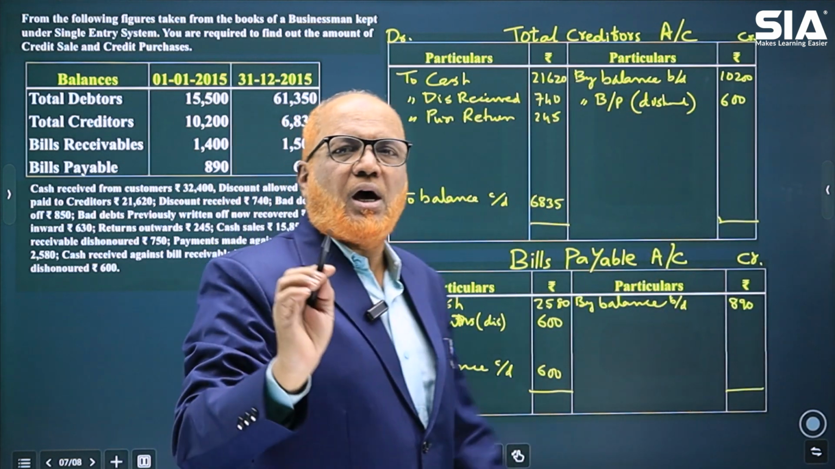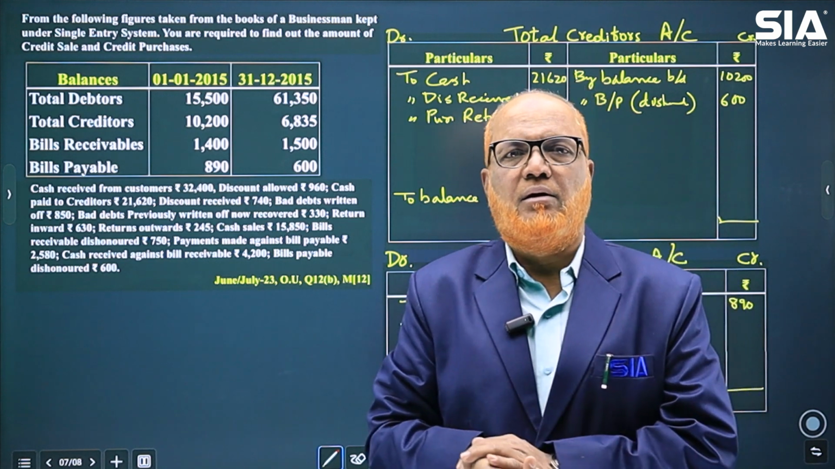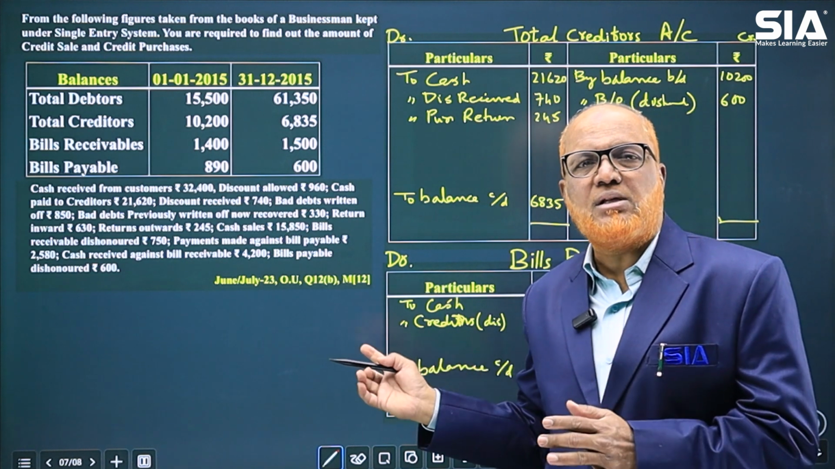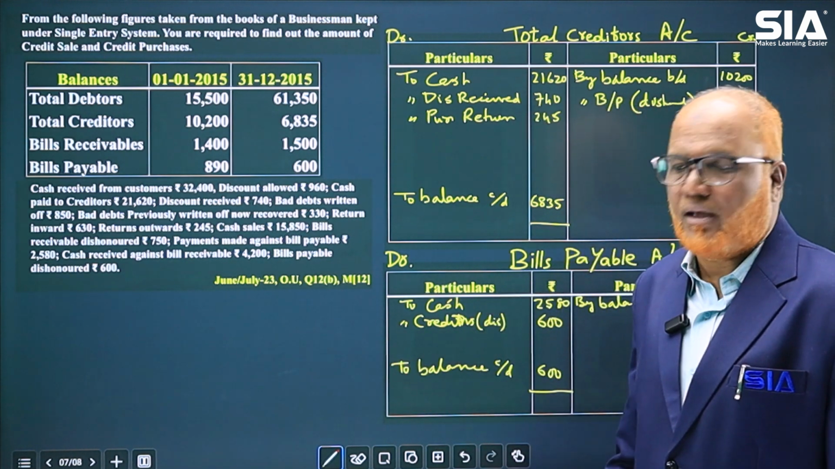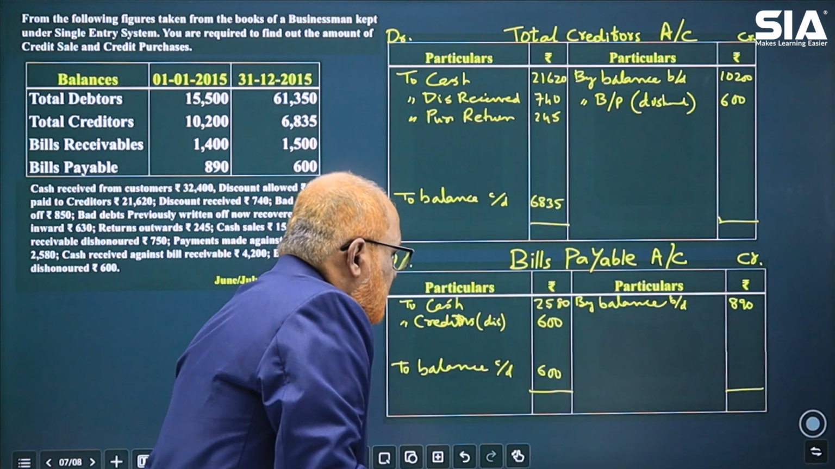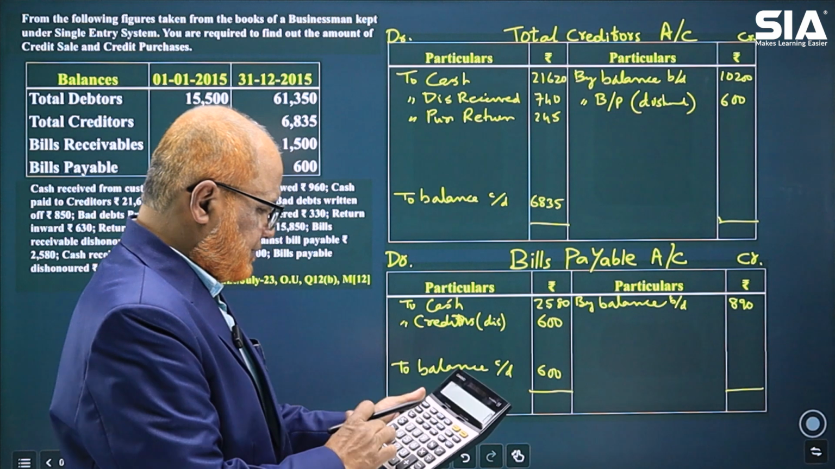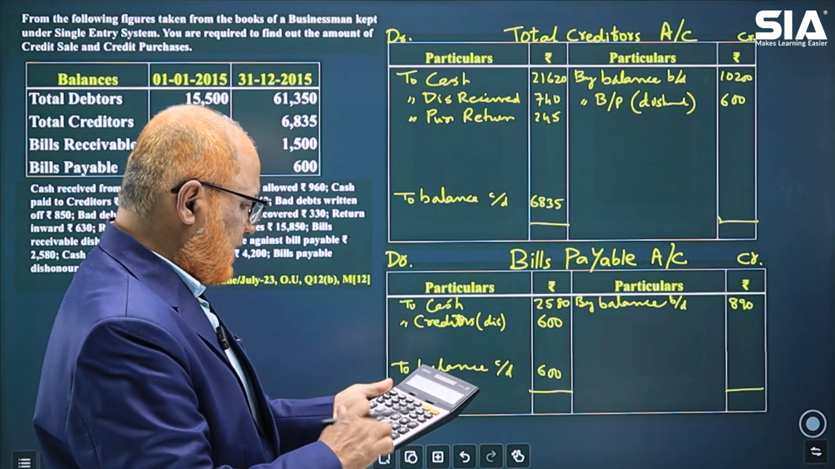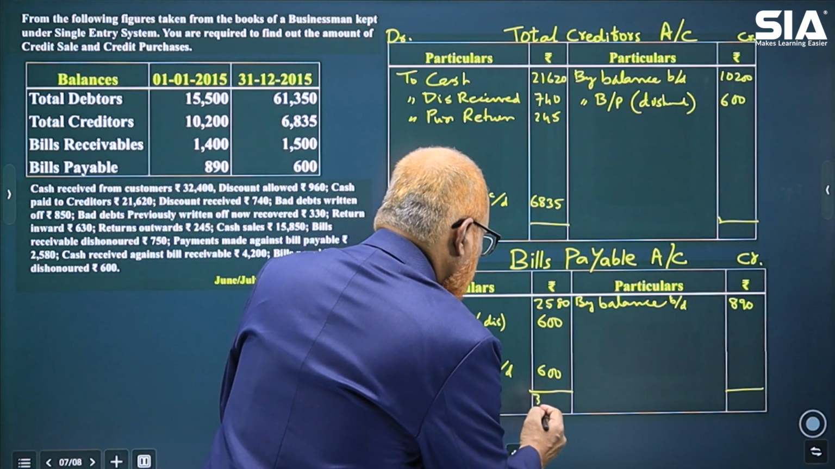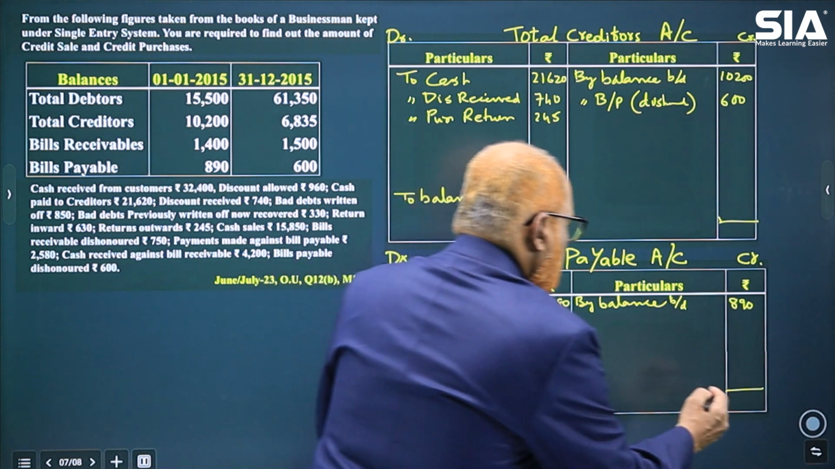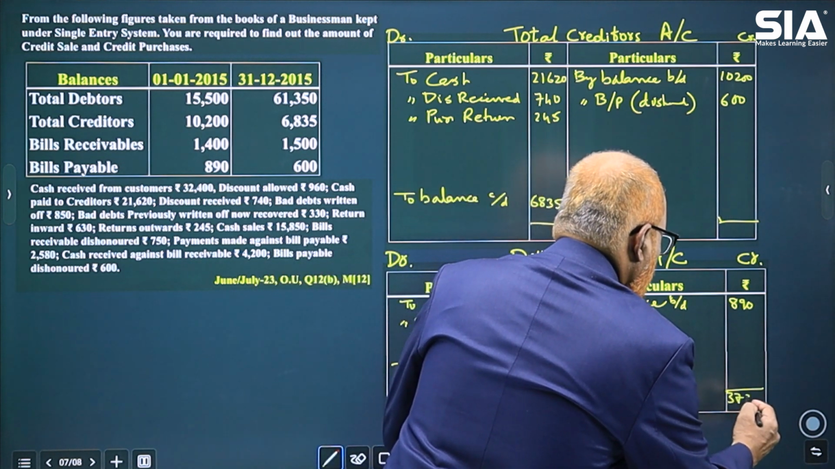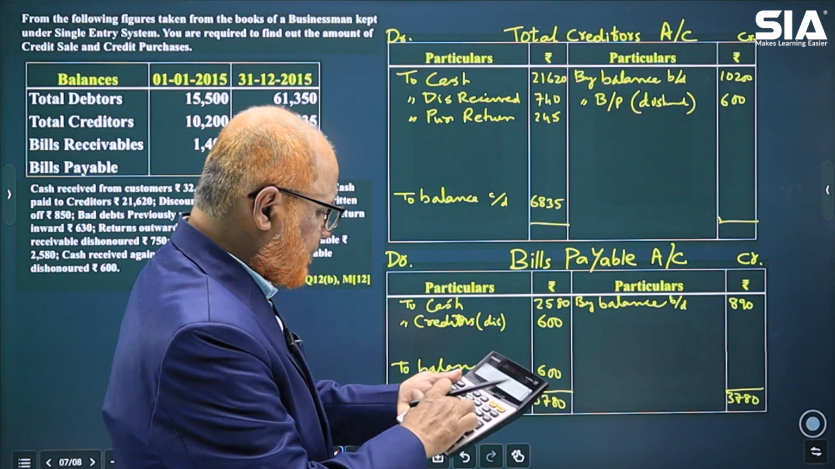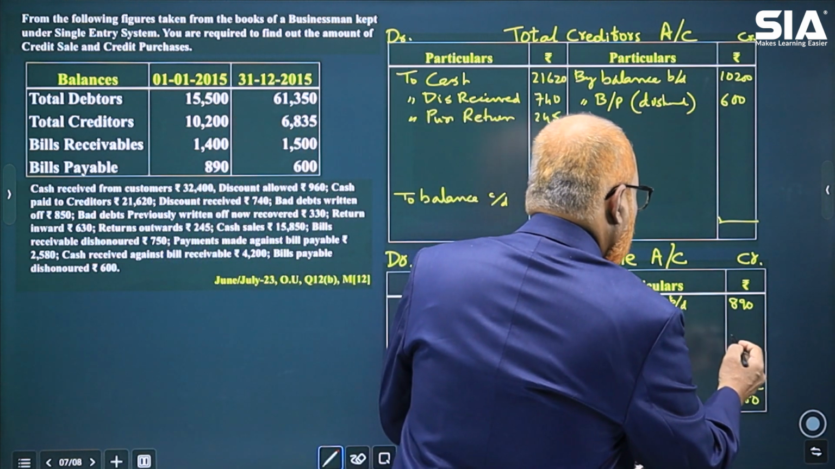That's it. All the items which are given in the problem we have taken. Now, before finding out the credit purchases, you have to find out the balancing figure in the bills payable account. So here you can see the debit side: 2580 plus 600 plus 600, it comes to 3780. Now 3780 minus 890 comes to 2890.